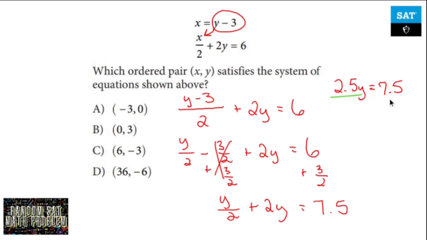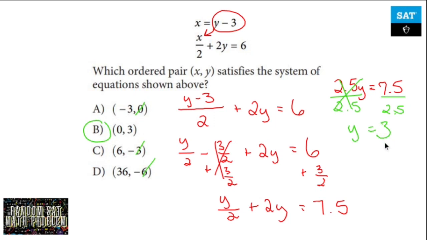Divide both sides by 2.5, and 7.5 divided by 2.5, think money thoughts, is going to be 3. y is 3. Which puts me at my answer already.